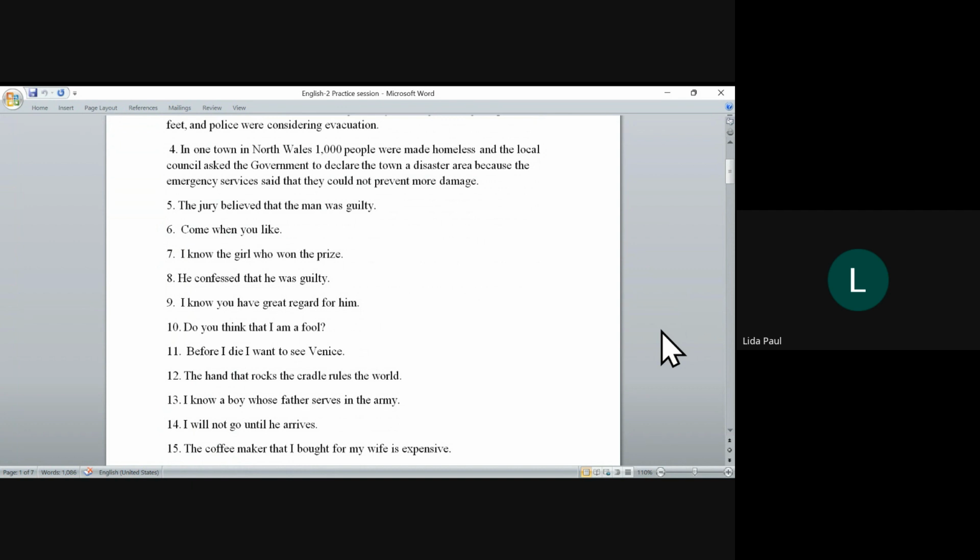Because I is the subject, know is the main verb, and whatever comes after that is your subordinate clause. Basically, subject, verb, object. So the whole clause there is the object of the verb know. I know you have great regard for him. So noun clause. Yeah, Tanishka, you're right. Okay, Disha, understood.